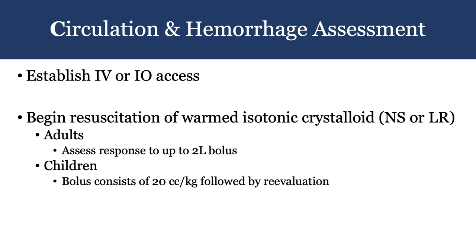So for circulation and control of hemorrhage assessment, what you want to do in intervention is establish IV or IO access. This is intravenous or intraosseous access, and begin resuscitation quickly, usually with warm isotonic crystalloid. We prefer normal saline or lactated Ringer's, and we tailor the resuscitation to the patient's response. In adults, we usually want to assess response after we give up to 2 liters, especially if we think they have lost volume.